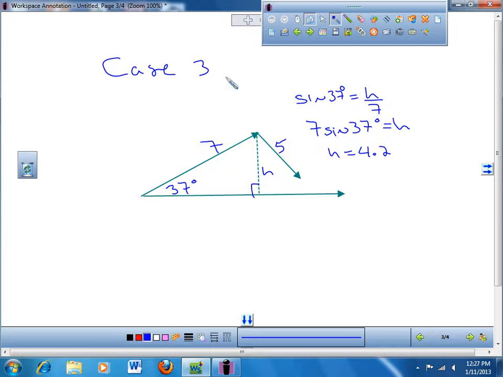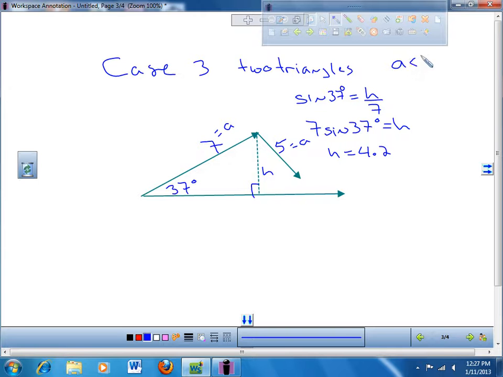Okay, so case 3 is you have two triangles, and that's when A, which is this side, and B, which is this side, A is less than B, but it's bigger than the height of that triangle. So A is bigger than H, but less than B. So yeah, in all these cases, you have to go and find them.